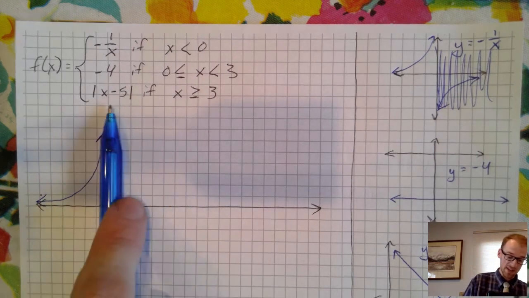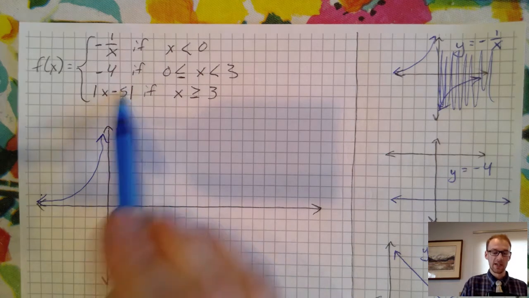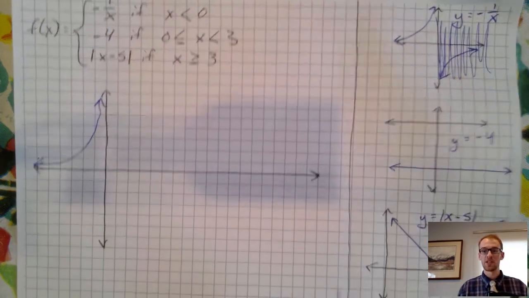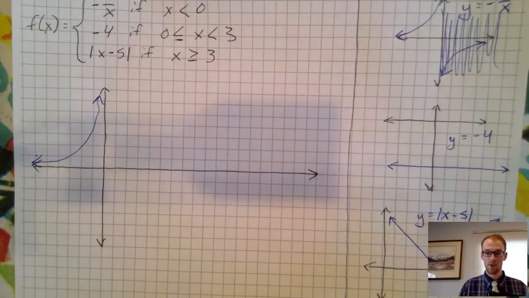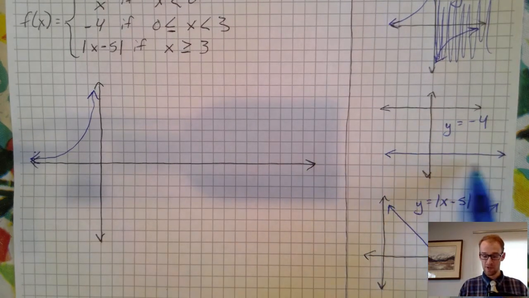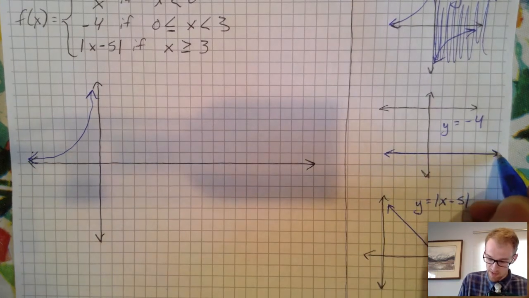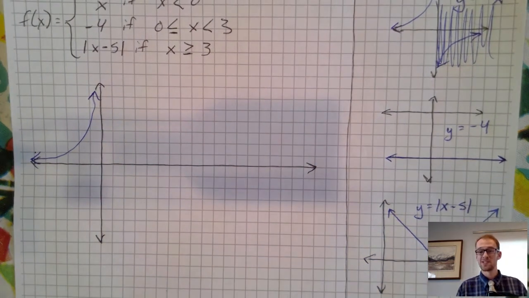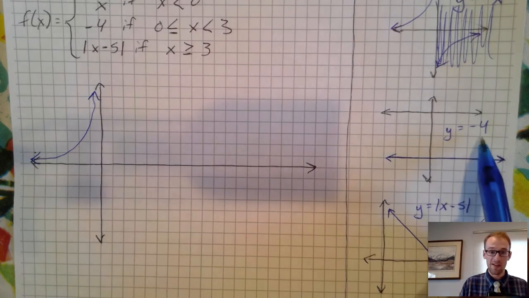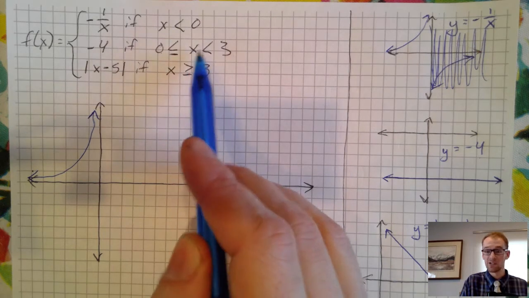Once I get on the right side of the y-axis to positive x values, now I'm looking at these functions. The next function is y equals -4, which is just a horizontal line with the y value of -4. These are all the points that have a y value of -4. They make a horizontal line. It's just a constant. But I only care about that function between 0 and 3, not including 3.